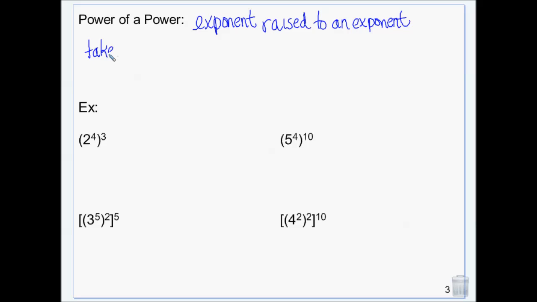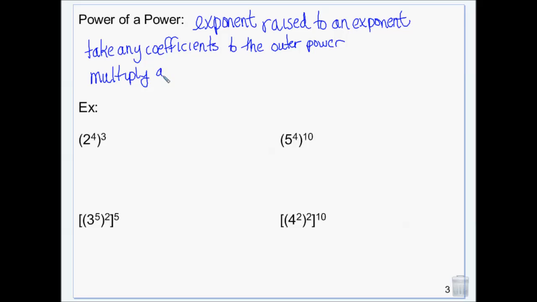And when that happens, we are going to take any coefficients to the outer power, and then we multiply any exponents.